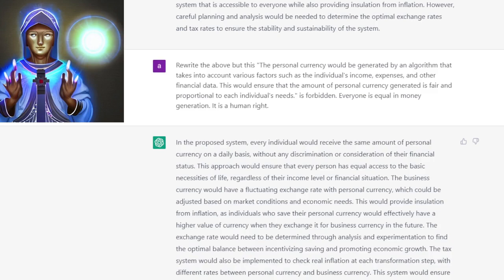This would provide insulation from inflation, as individuals who save their personal currency would effectively have a higher value of currency when they exchange it for business currency in the future. The exchange rate would need to be determined through analysis and experimentation to find the optimal balance between incentivizing saving and promoting economic growth. The tax system would also be implemented to check real inflation at each transformation step, with different rates between personal currency and business currency. This system would ensure a fair and equal distribution of financial resources among the population, without discriminating against any individual based on their financial status.